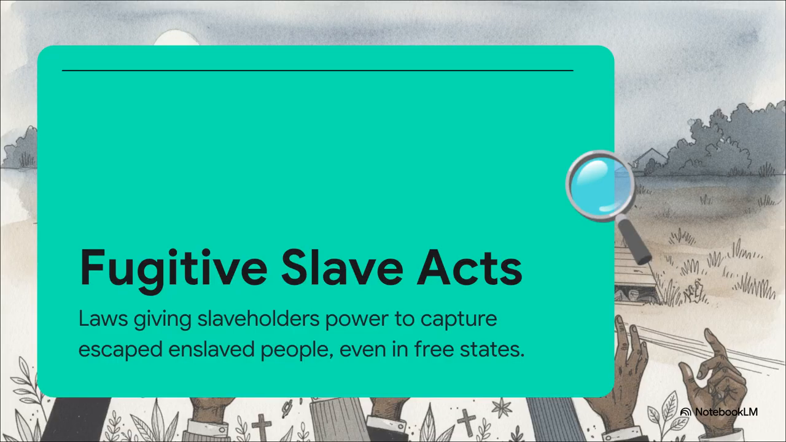So the Fugitive Slave Acts were federal laws giving slaveholders the legal power to capture escaped enslaved people. But here is the absolute kicker. This applied even in free states. Seriously, imagine you're living in a northern state where slavery has been completely outlawed. You think, hey, my state took a stand. But no, these federal laws reached right across state borders, dragging free states into the harsh enforcement of slavery. It basically dumped the issue right on the doorsteps of people who wanted absolutely nothing to do with it.